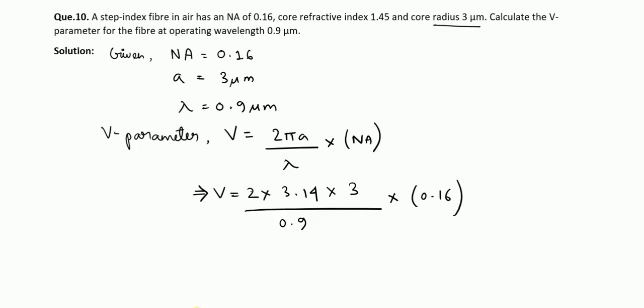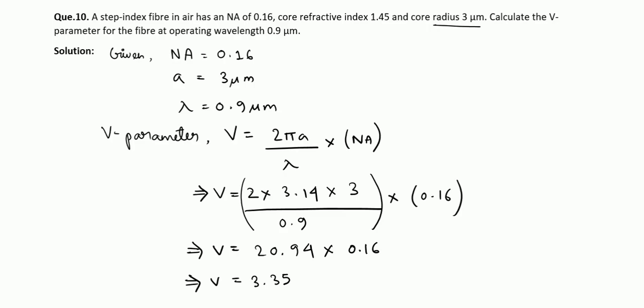So after calculating this part, we have V equals 20.94 multiplied by 0.16, which is the numerical aperture. Now by simply calculating, the V parameter equals 3.35. So the V parameter for this given fiber is 3.35. This means the fiber can support around 3 modes at this given wavelength, which is 0.9 micrometers.